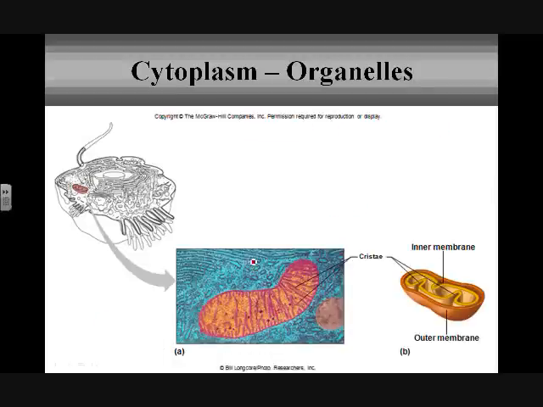So this is just showing you a picture of that mitochondria, and here's an example of that outer membrane versus the inner membrane, and seeing where those cristae form, where they fold in on themselves for that inner membrane.